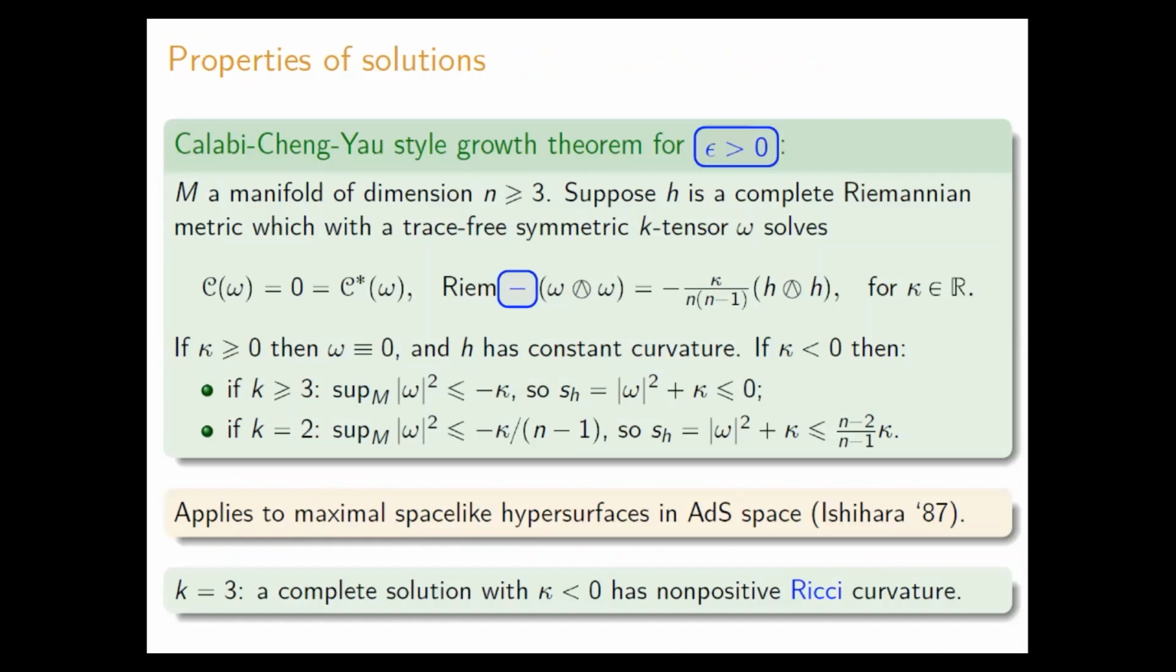And when k is 3, in fact, you can prove something stronger. You can prove the same sort of result, but that the Ricci curvature is non-positive. And this is actually essentially due to Calabi in the context of hyperbolic affine spheres, which are known to have non-positive Ricci curvature.